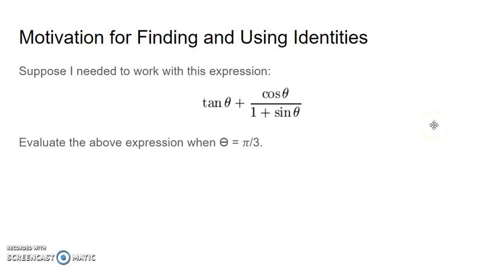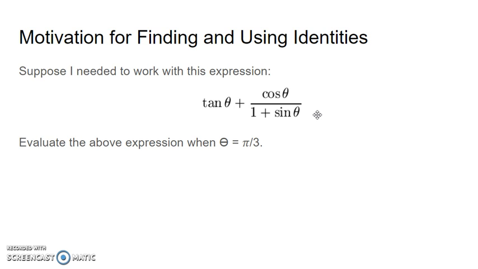So first off, a little motivation, a little reason why we might want to have identities on our hands. Suppose for instance, I had this expression at hand, tangent of theta plus cosine theta over 1 plus sine of theta. So that's an expression, obviously, and if you want to pretend it's part of a function, go for it if that makes you feel better, but it's just an expression I kind of made up. And at the same time, maybe I didn't. We'll see about that later.